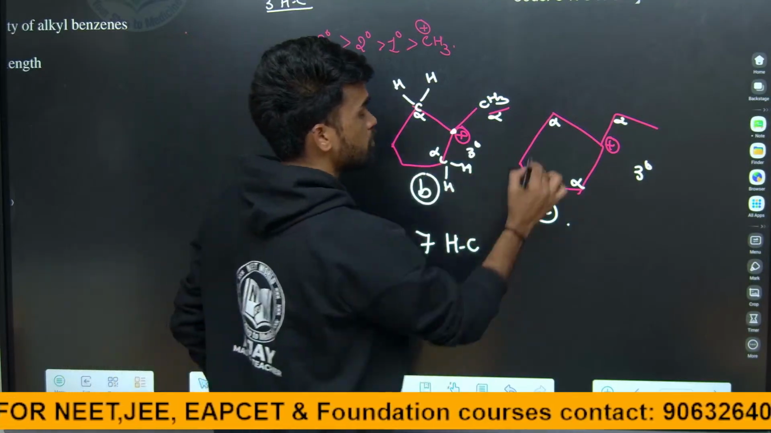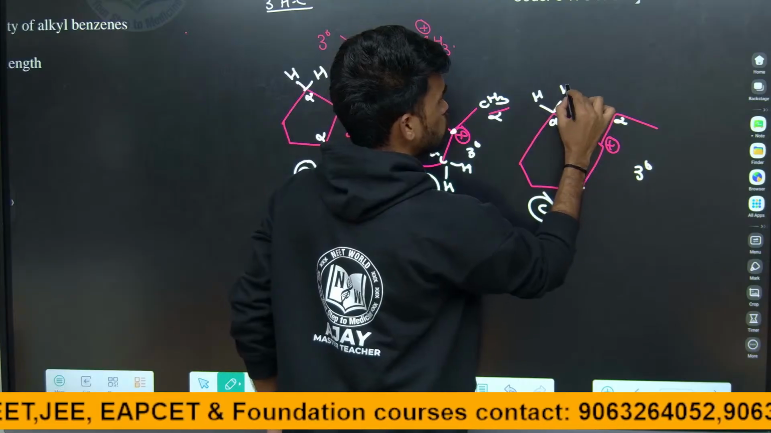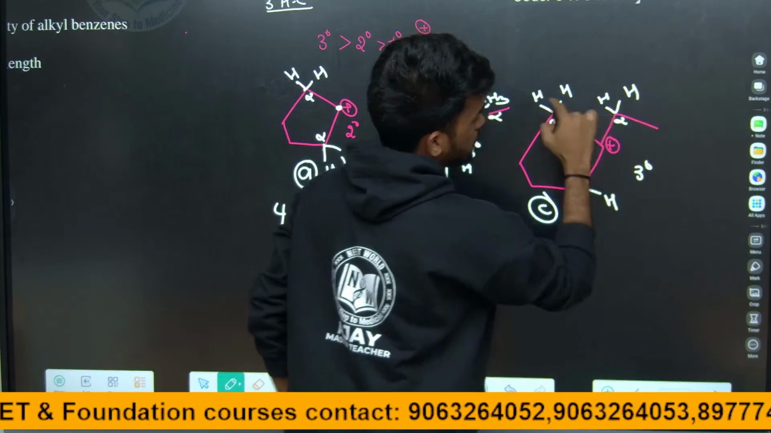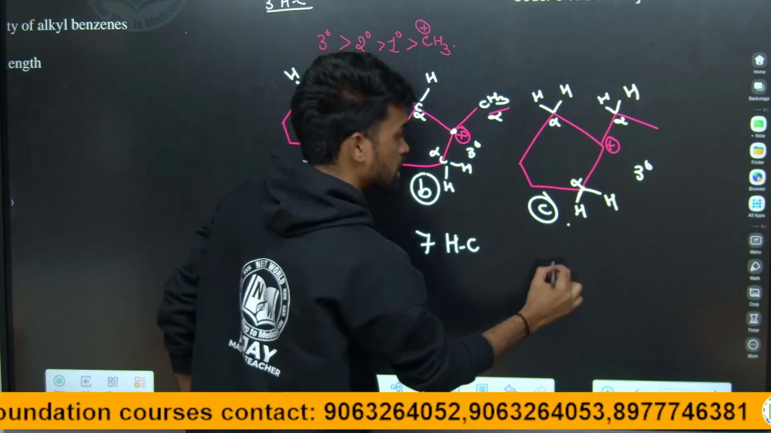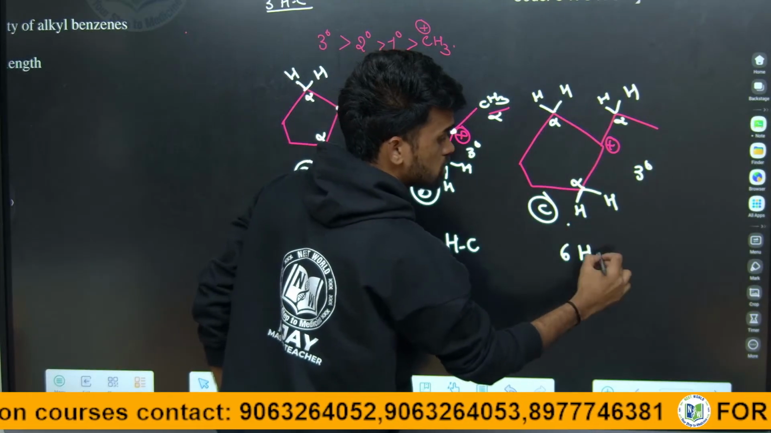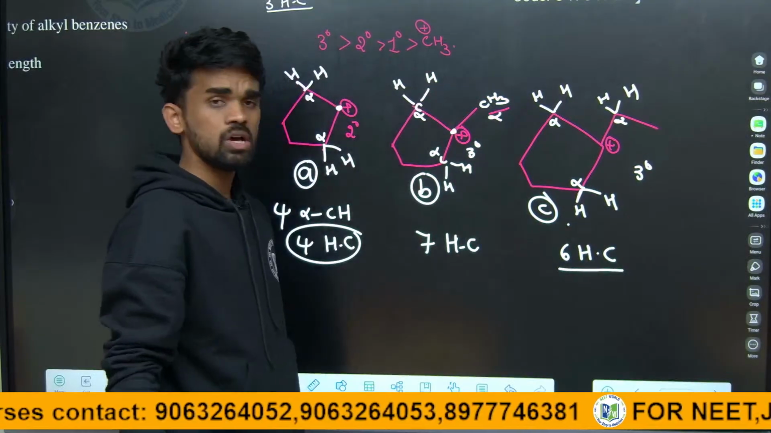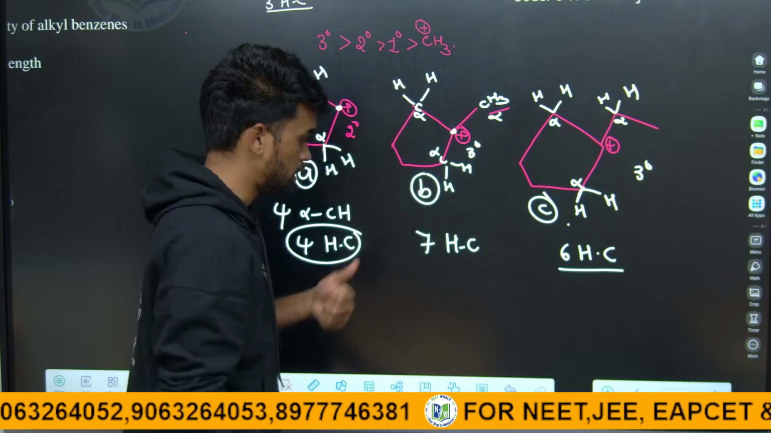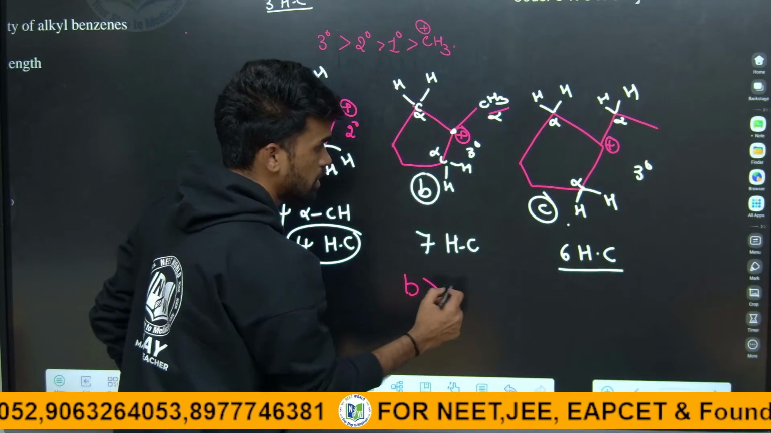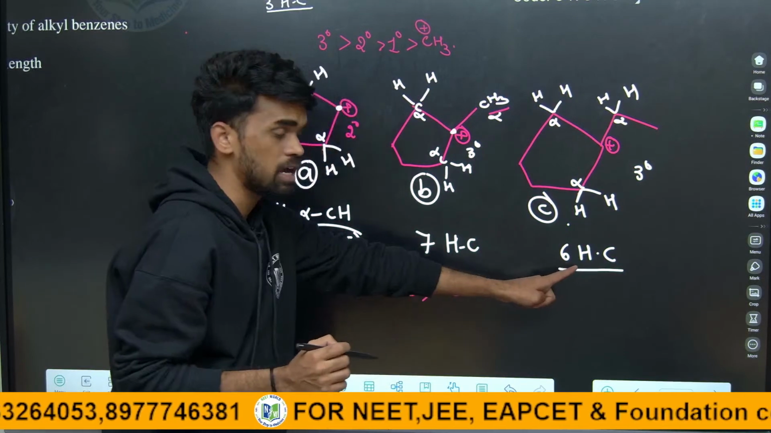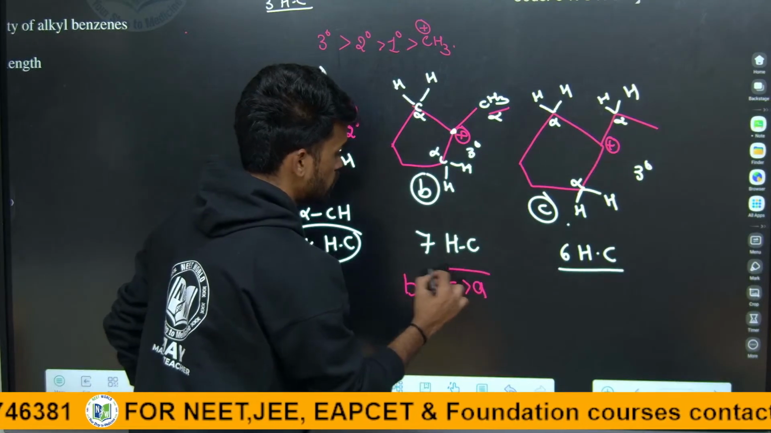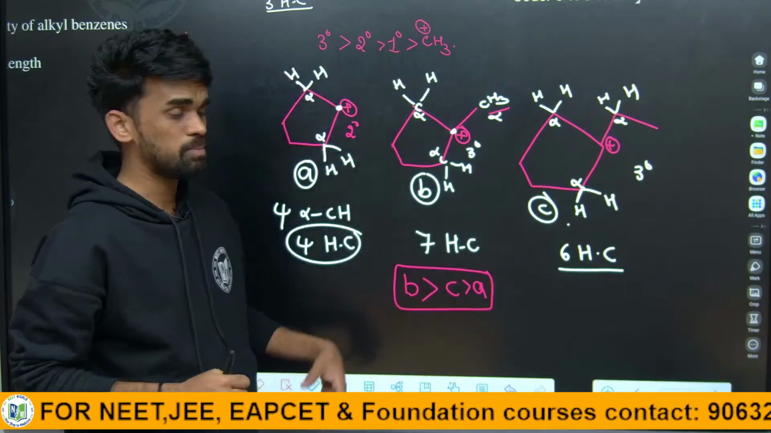Now for C, 1, 2, here also 3, 4 and here 2. So in this case, in option C, there are 6 alpha hydrogens, or 6 hyperconjugations are possible. So tell me, in which case more hyperconjugations are possible? In case of B. Therefore B is more stable than C, because 7 alpha hydrogens are there against 6. So this is how we need to answer the stability of carbocations.